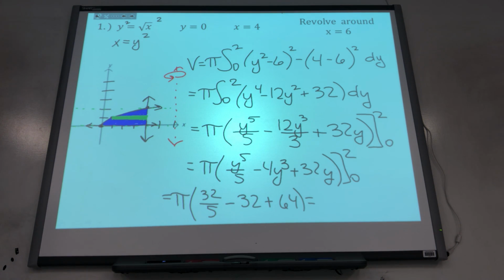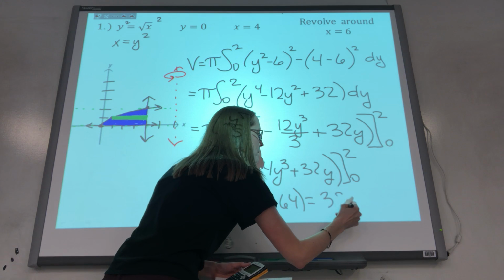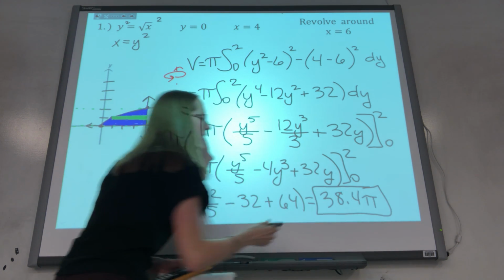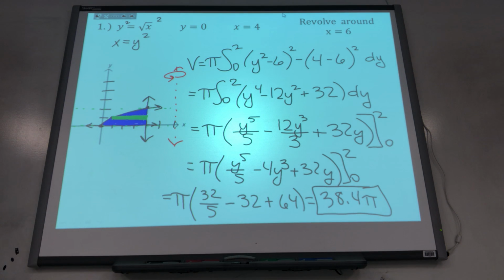So let me add all of those up, and it actually works out kind of nice. I get 38.4 pi. And you can put units cubed if you want on there, since it is volume. Alrighty, outer radius squared minus inner radius squared. Same idea. Questions about the first one?